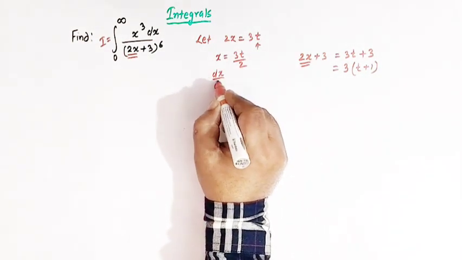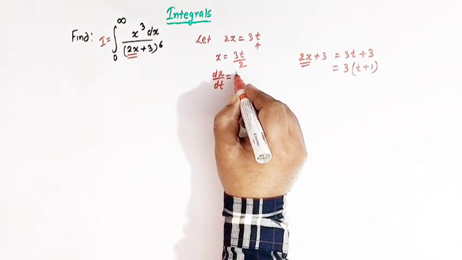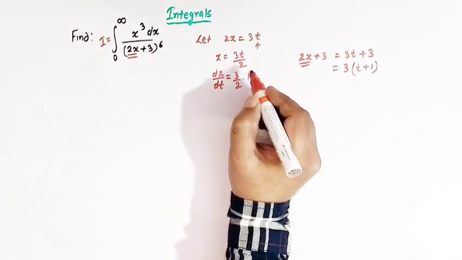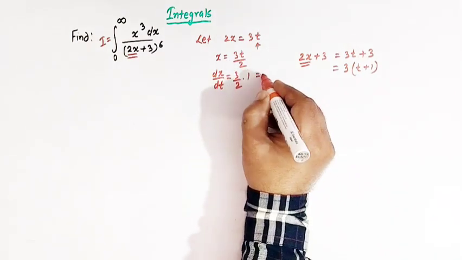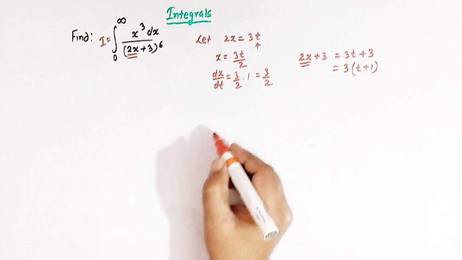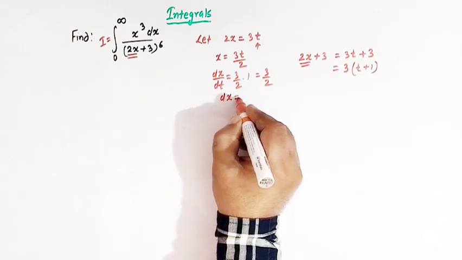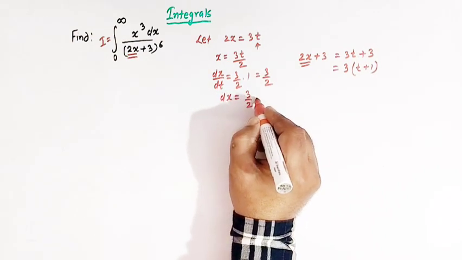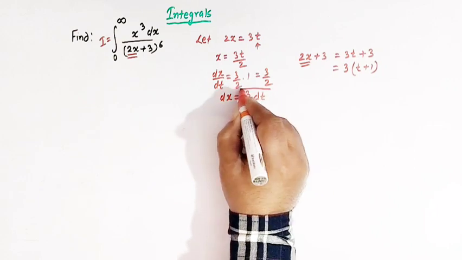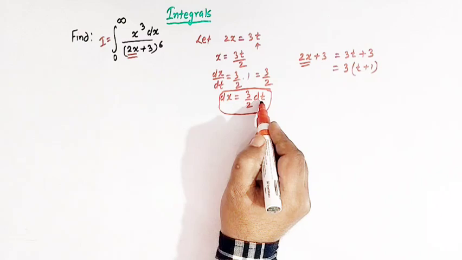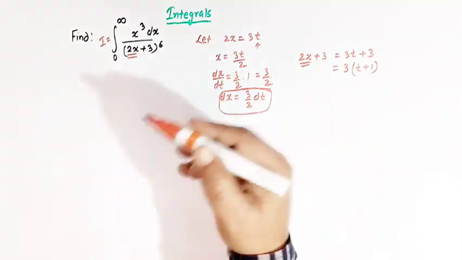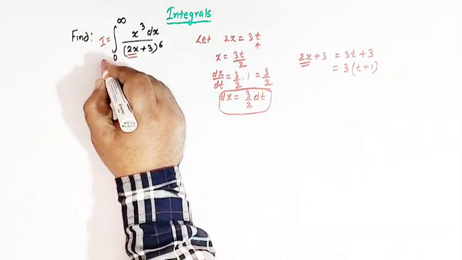So let us differentiate both sides with respect to t. So dx over dt is equal to 3 by 2 times 1, because the derivative of t with respect to t is 1. So we have 3 by 2. So now dx can be written as 3 by 2 times dt. So now we have dx is equal to 3 by 2 times dt, and let us change the limits accordingly.